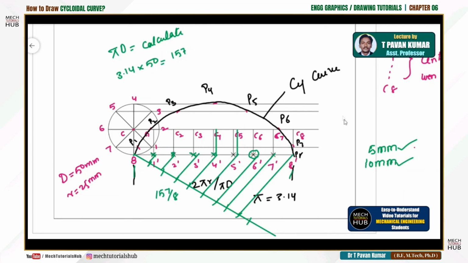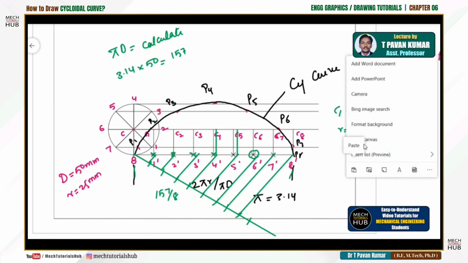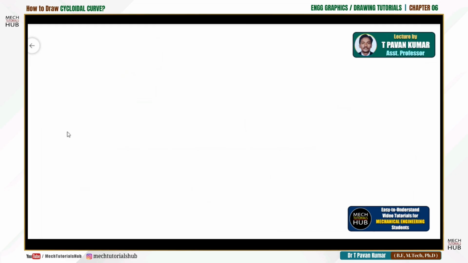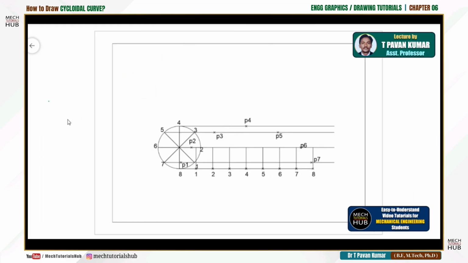Accordingly, keeping C1, C2, C3 till C8 as centers, the radius will remain the same, which is 25 mm, as 50 mm is the given diameter. Accordingly, cut the intersections, join them all, notate it as P1, P2, P3 till P8, join them all with the help of freehand. Okay, this is how we try to develop. Okay, let me clear this window and I'll come up with a new one. Yes, now here you could see whatever the explanation I have given you just now.